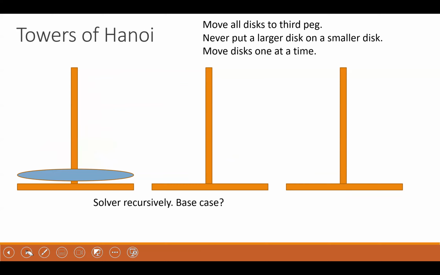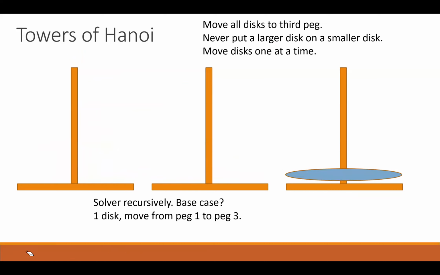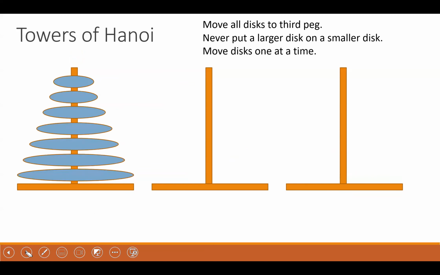So in the base case, let's say I have one disk. Simple enough. I'm going to move it from peg 1 to peg 3, and I've solved my problem. So in the simplest case, I can solve it. Now, since I can do it in the base case, I'm going to assume that I can do it recursively. So how can I do this now?